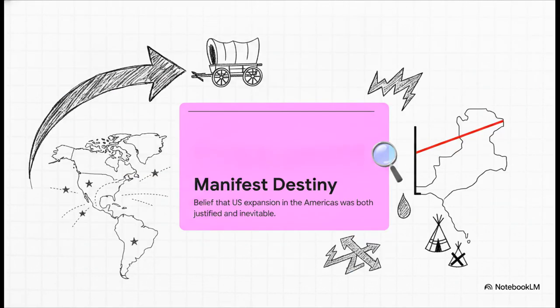A huge part of answering that involves manifest destiny. That's the powerful 19th century belief that U.S. expansion throughout the American continents was entirely justified and totally inevitable. You are going to evaluate this concept deeply, seeing how this one belief literally shaped the physical map of the nation, pushing borders westward while tragically setting the stage for major conflicts with Native American populations and neighboring territories.